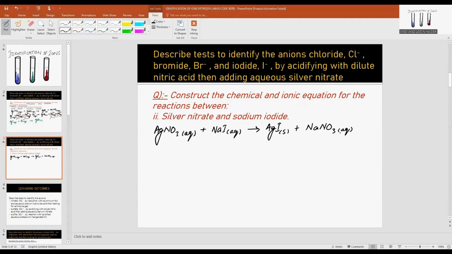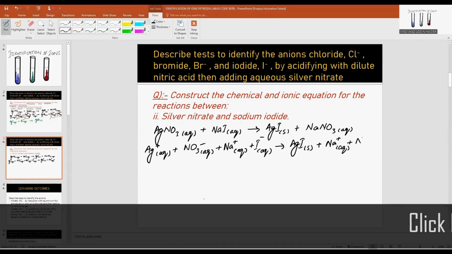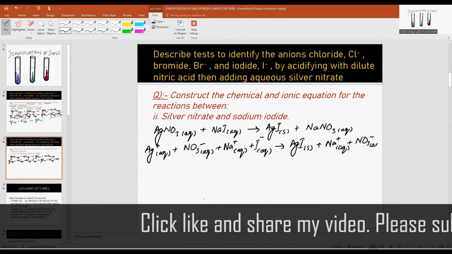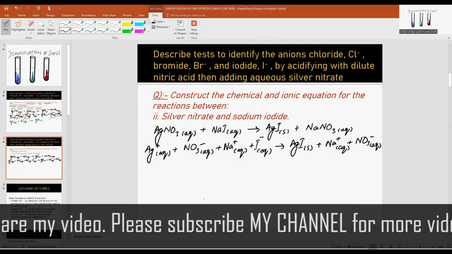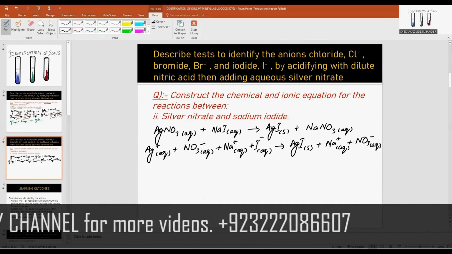Now let's make the ionic equation. It is easy. First of all, you have to write the ions of the compounds which are aqueous. So it will be Ag+ aqueous, NO3- aqueous, Na+ aqueous, I- aqueous, to get AgI solid plus Na+ aqueous, NO3- aqueous. Now cancel the common or spectator ions on both sides of the equation.